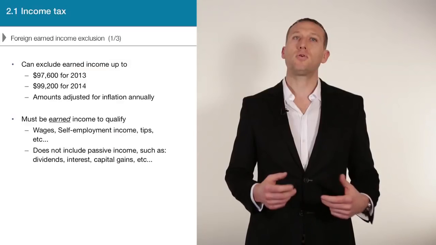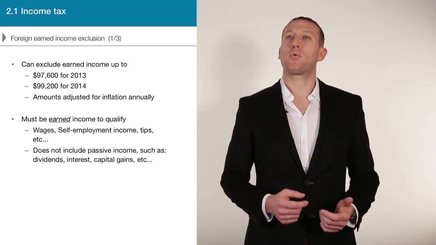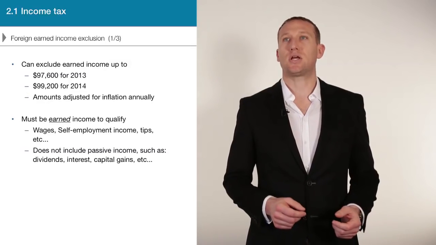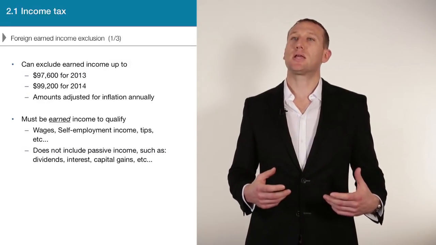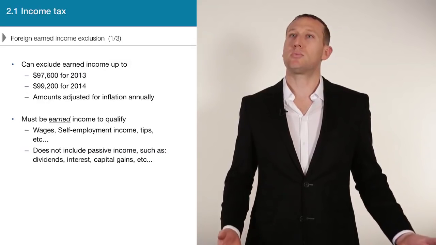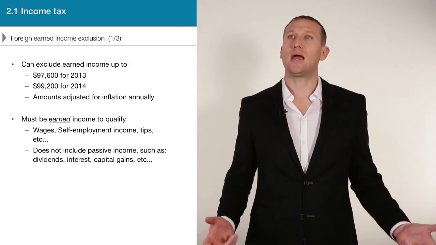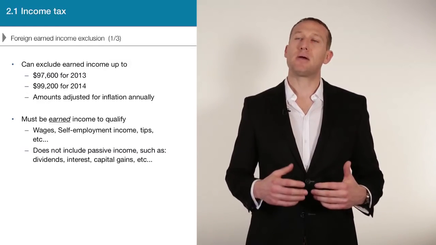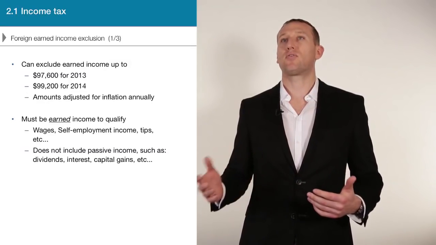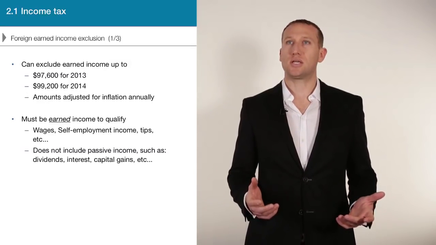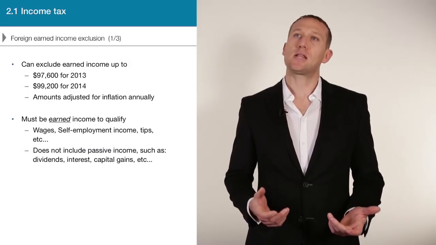So we're going to move right along and start talking about the foreign earned income exclusion. The foreign earned income exclusion is very, very important for U.S. citizens and residents living abroad. Basically, this allows you to earn a certain amount of money tax-free every year. Now, the amount is adjusted yearly for inflation. In 2014, you can earn $99,200 tax-free.